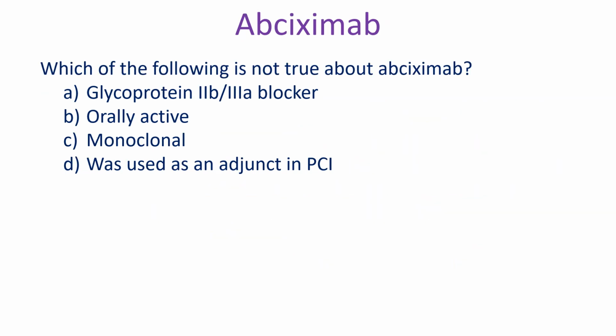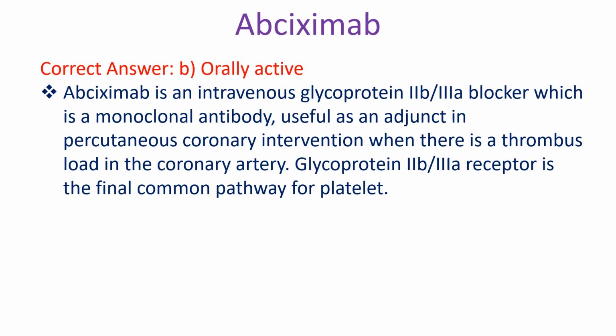Which of the following is not true about abciximab? A. Glycoprotein 2B3A blocker, B. Orally active, C. Monoclonal, D. Was used as an adjunct in PCI. Correct answer B. Orally active. Abciximab is an intravenous glycoprotein 2B3A blocker, which is a monoclonal antibody useful as an adjunct in percutaneous coronary intervention when there is a thrombus load in the coronary artery. Glycoprotein 2B3A receptor is the final common pathway for platelet aggregation.